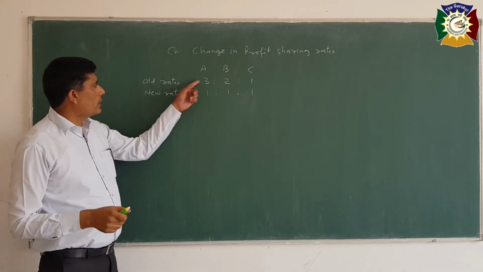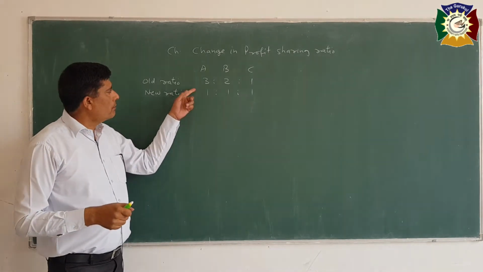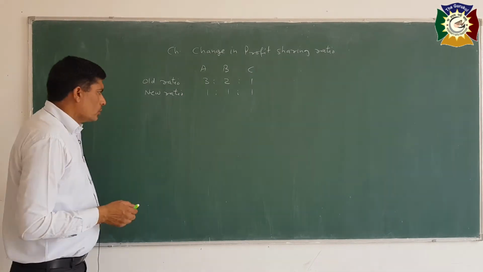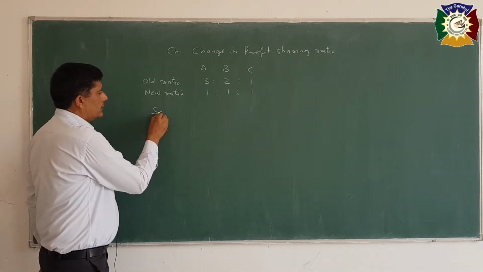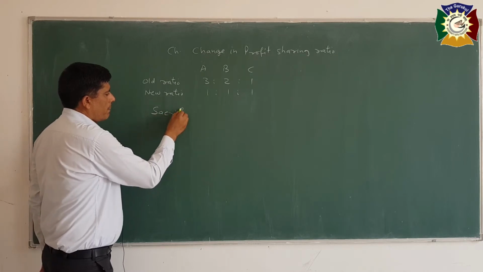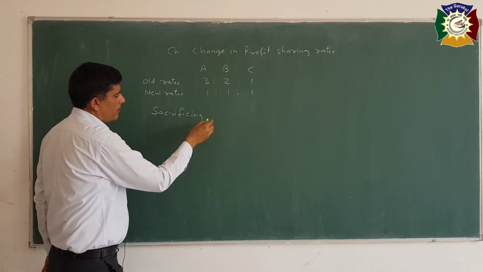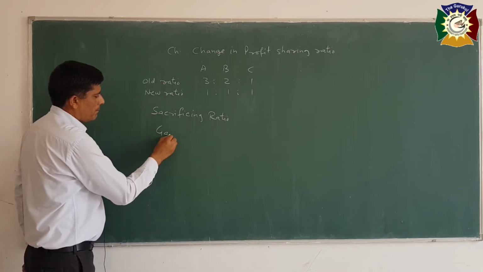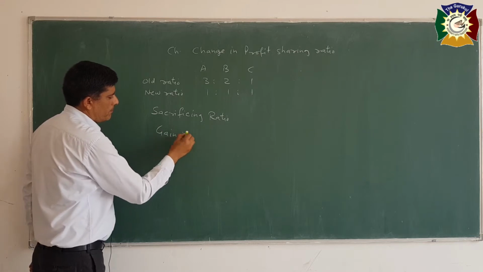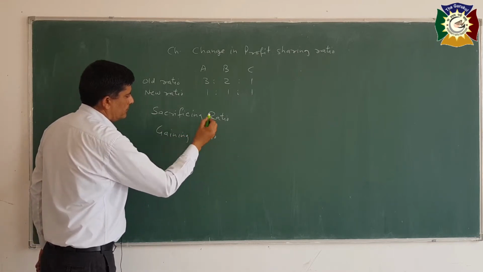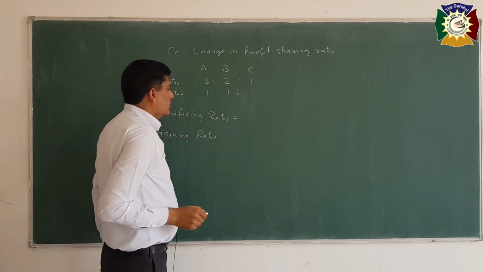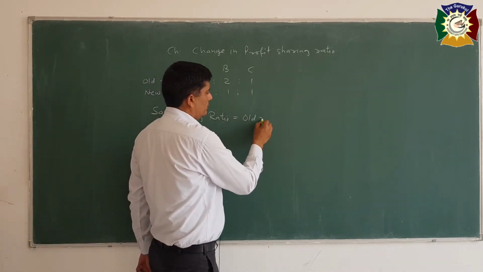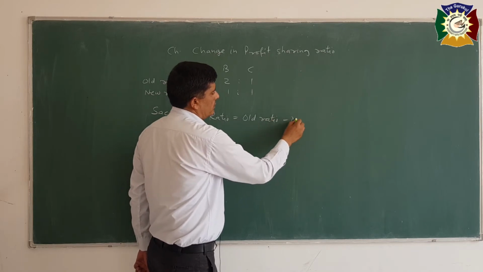So in such a situation, when profit sharing ratio is changed, some partners will sacrifice some of their shares and some will gain. So for this purpose, we will calculate sacrificing ratio and gaining ratio. The formula for sacrificing ratio is old ratio minus new ratio.